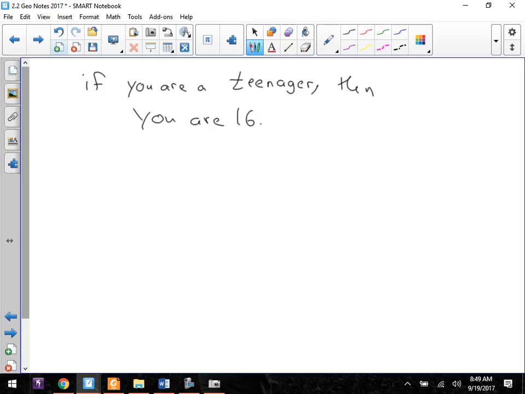It's false. It's false because what would be your counterexample? I'm 15, not 16. Exactly. You could be 17. You could be 18. All right. That's the idea here. A counterexample is going to be anything that can disprove something else. All right? That's where that comes from.